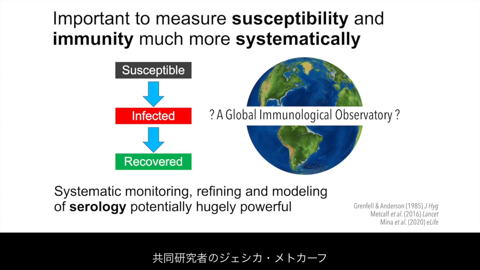My colleagues Jessica Metcalf, Michael Minner and I have proposed one way to do this. A global immunological observatory would use serology and other methods to gauge population immunity to a range of pathogens across the world.